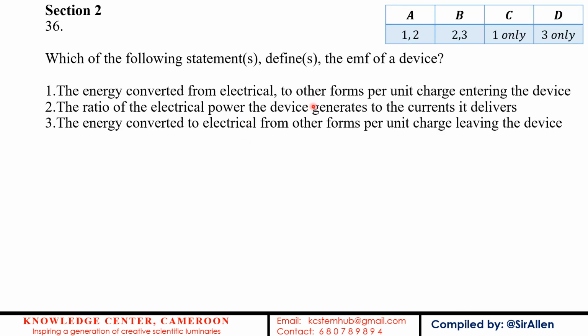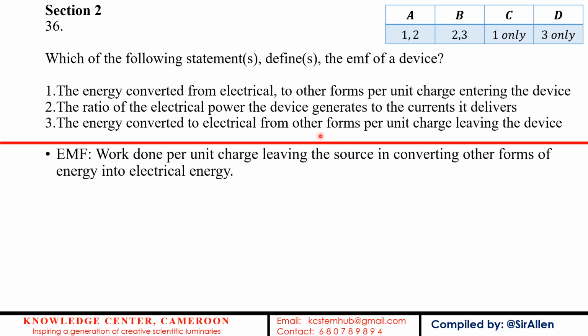Which of the following statements defines the EMF of a device? This is section 2 of physics paper 1. You pick A if 1 and 2 are correct, B if 2 and 3 are correct, C if 1 only, and D if 3 only. So we are going to go over and talk about EMF a little bit.